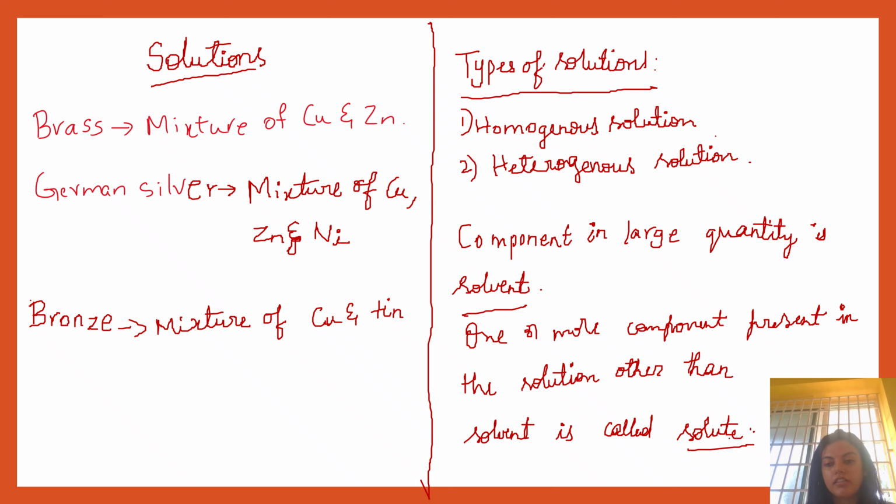So the component in a large quantity is the solvent, and one or more components present in the solution other than the solvent are called solutes. Solvent describes the physical state in which the solution exists. In this unit, we shall consider only binary solutions.